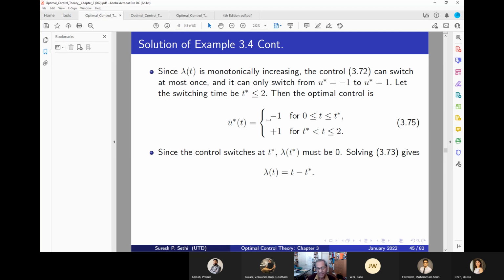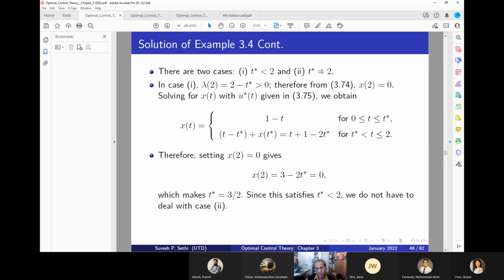If t star is equal to 2, then the control is going to be minus 1 all the way to 2, and then it switches exactly at 2. At 2 you can do whatever you want; it's just one instant and the problem is over, so the plus 1 never gets a chance to act. You can set plus 1 at t equal to 2, or you can set 0. You can set whatever value you want at that point. So that's one case. The other case is t star strictly less than 2, in which case there will be actual switching. Let's look at these two cases, and let's solve the first case first.